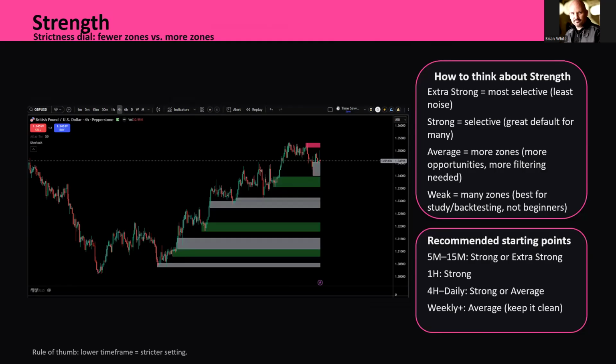and even bad trades. So my coaching recommendation is this: on the lower time frames, be stricter. That aligns with what you already feel. Lower time frames are noisier. So on a 5 minute, 15-minute chart, something like that, anything less than 1 hour, strong to extra strong is always a great starting point. On higher time frames, though, you can loosen it up a little bit because the signals are already more reliable. So on your 4 hour and daily, strong or even average can make sense if you want more action without losing structure. I usually keep mine on strong though.